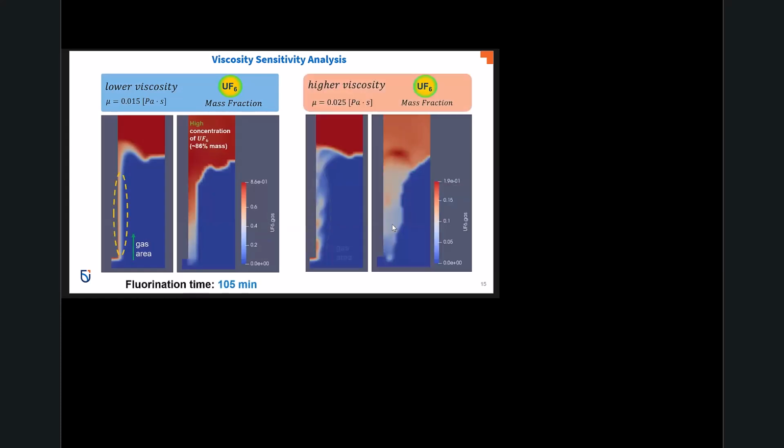Here is a comparison between lower viscosity and higher viscosity and how that changed from the simulation side. So as you can see here, we have a perfect column of gas from lower viscosity, and when we increase the viscosity, it becomes harder to inject the gas. That reduces the area, and then the mass fraction of UF4 decreases. UF6 decreases. That's why we increased the time for that much. So we could correlate both the fluid transport and chemistry side for the fluorination process.